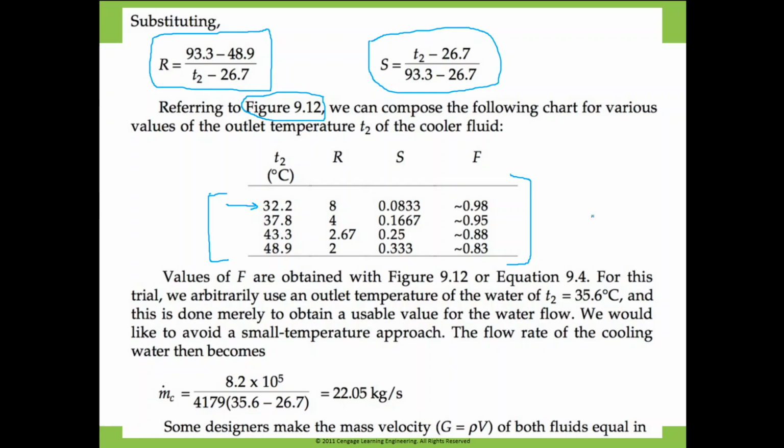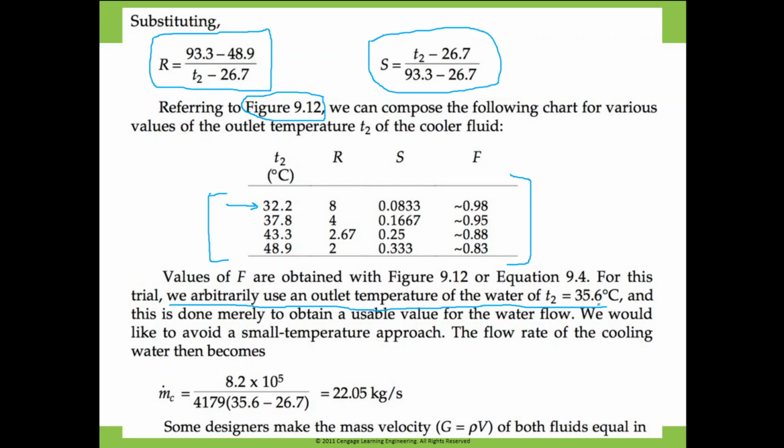So, remember that we do not have the actual T2 and we do not have the mass flow rate for the cold fluid. So, how can we start? We can start by taking an arbitrary value. We arbitrarily use an outlet temperature of the water T2 as 35.6 degrees Celsius. And this is only for the mass flow rate purpose. We need to actually check this temperature at the end.